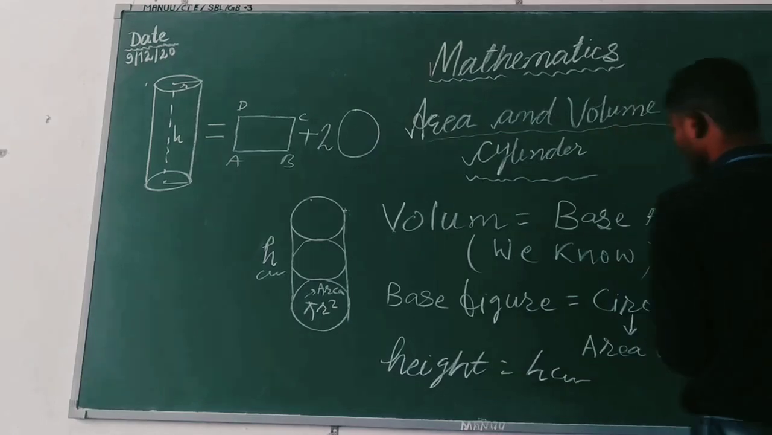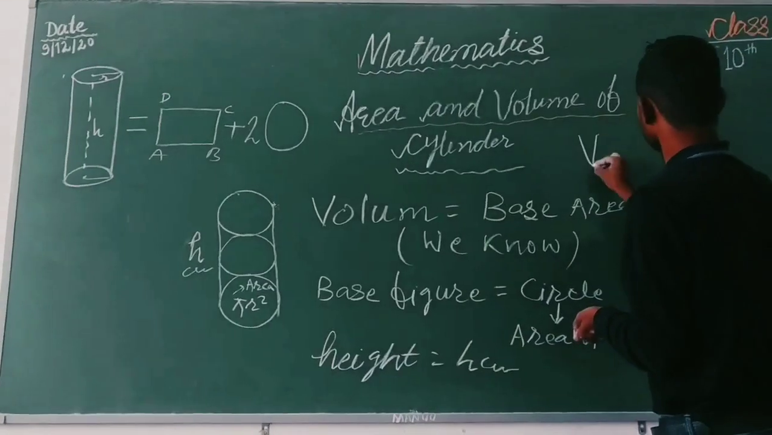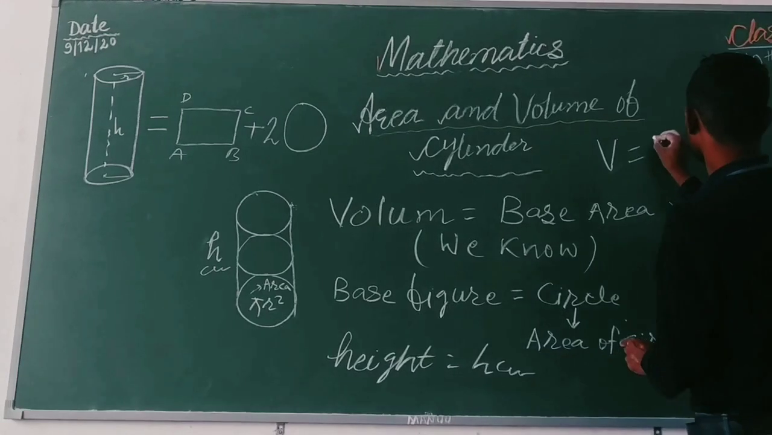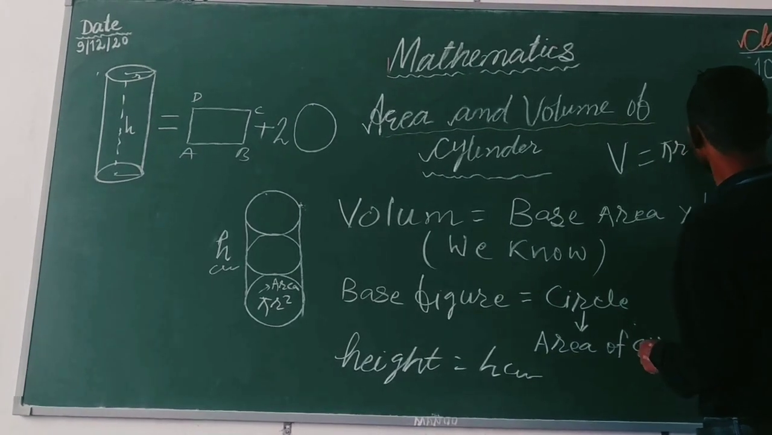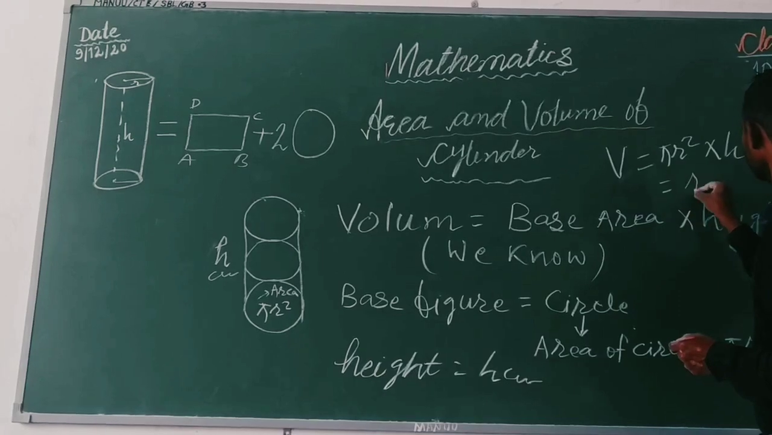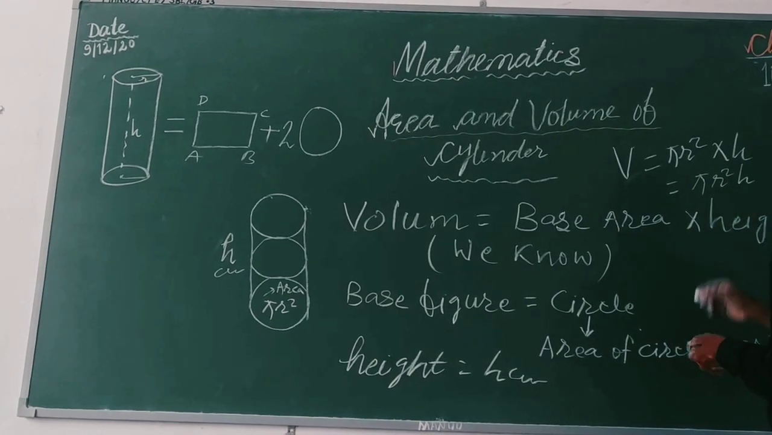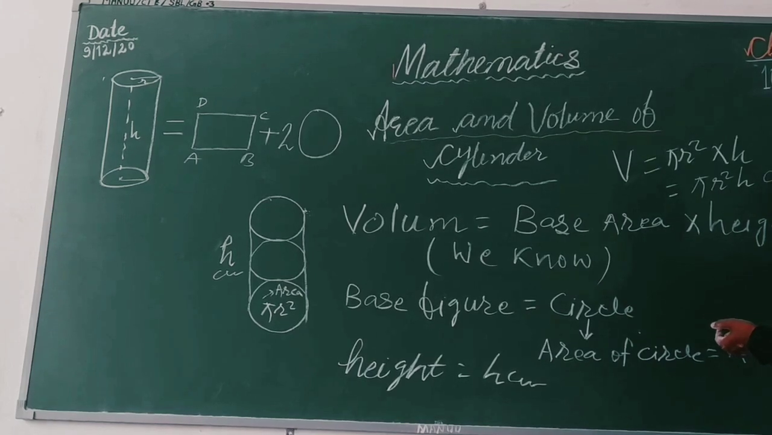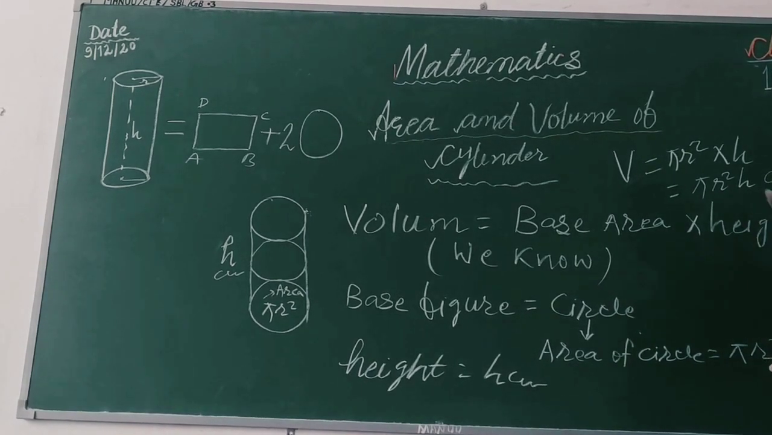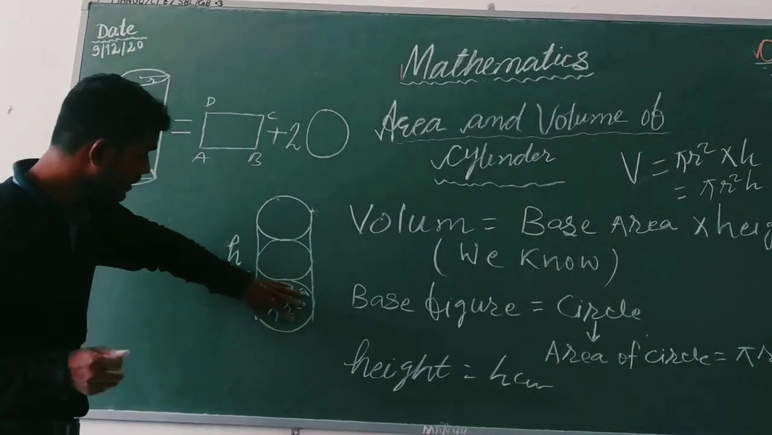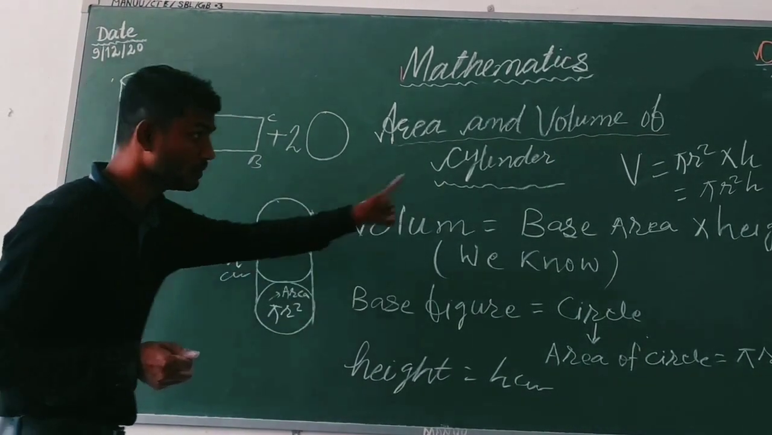Now the volume of a cylinder equals base area pi r square into height h. That means pi r square h. The unit of volume is centimeter cube. Now we can find the volume of a cylinder: base area of the figure into height of the cylinder will be the volume.